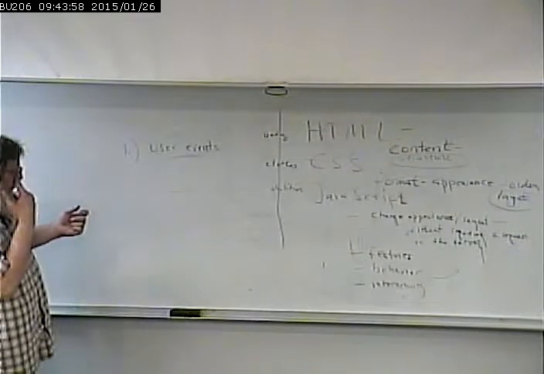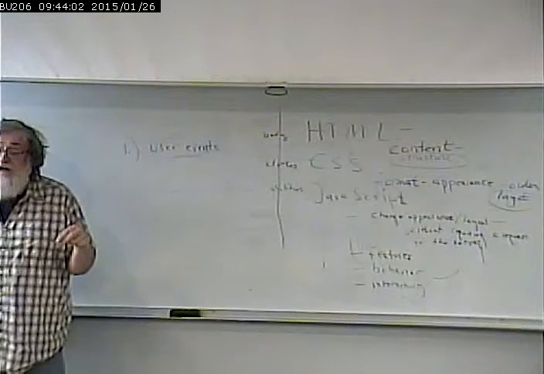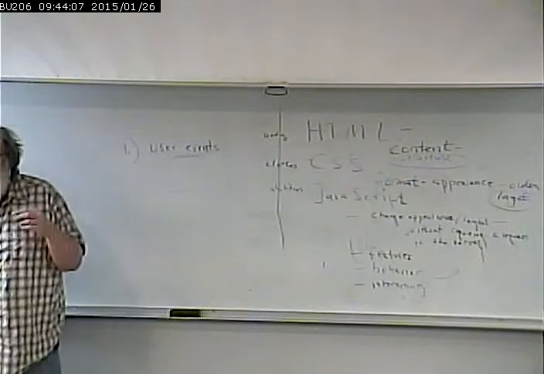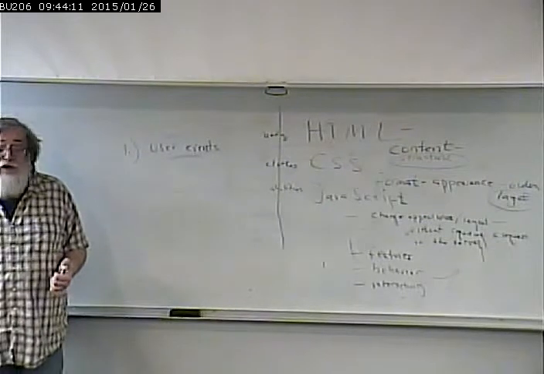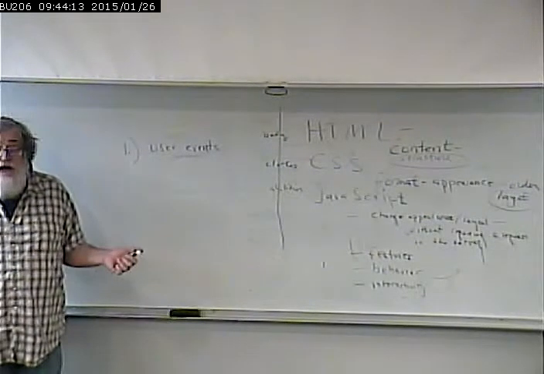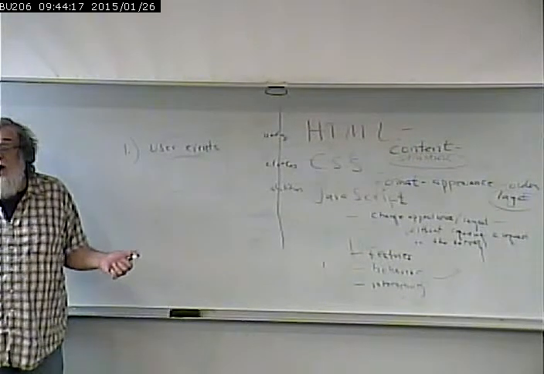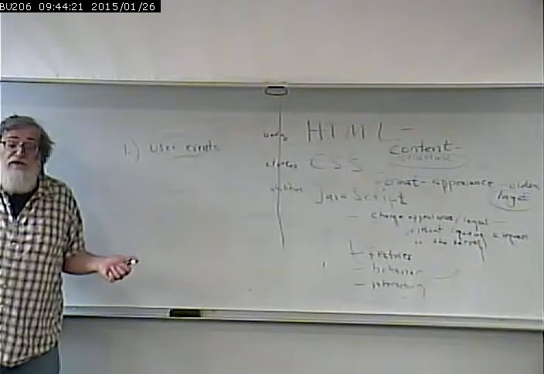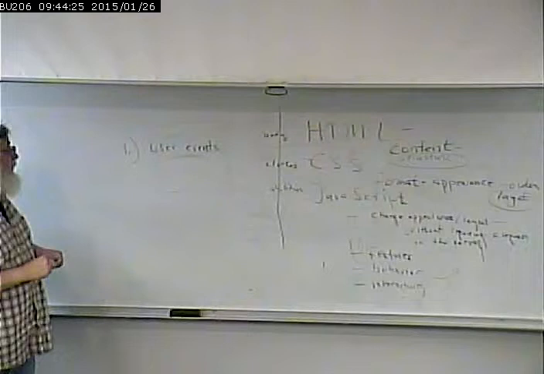So, typically with JavaScript, there's going to be user events, which usually correspond to the user doing something on the page. In the case of Google, we started typing. In the case of ESPN, with the menus, you put your mouse over a menu. All right? Those are user events.